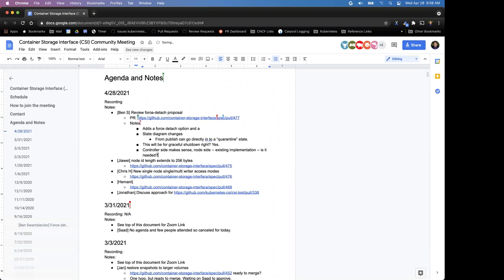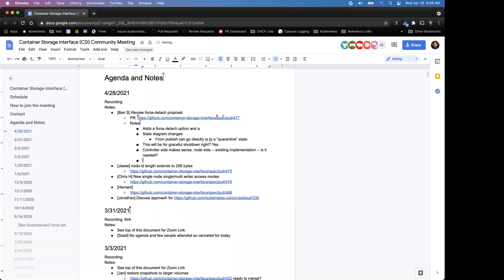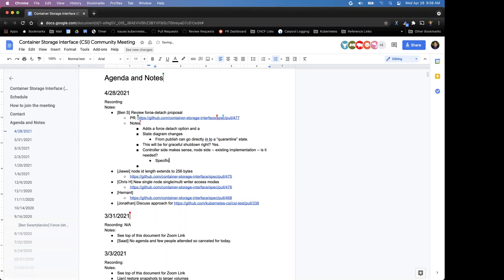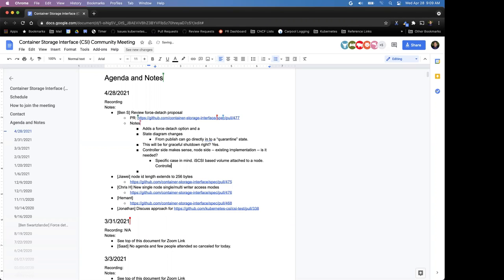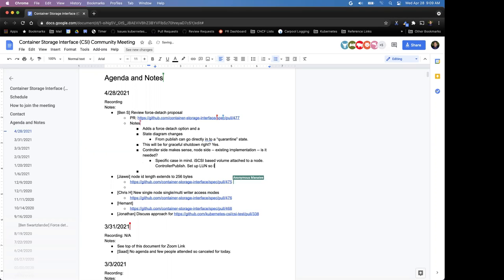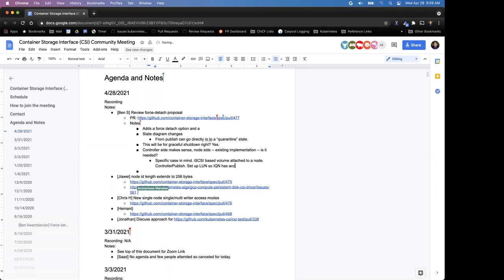Okay, well, let me walk through the very specific case that I have in mind, because I think this is illustrative. So imagine an iSCSI based volume. There are many other situations where this could occur, but I think lots of us understand iSCSI. So if you have an iSCSI volume attached to a node, you do the controller publish, which would set up the LUN on the storage device in such a way that the IQN of that node has access to log into the target and see the volume. So controller publish basically ensures that a particular node can log into the iSCSI target and see that LUN.